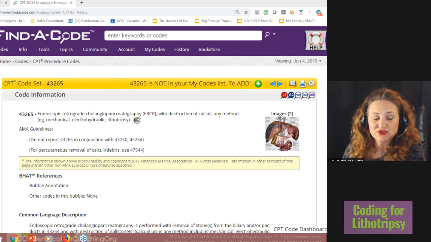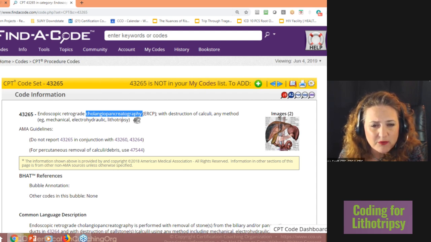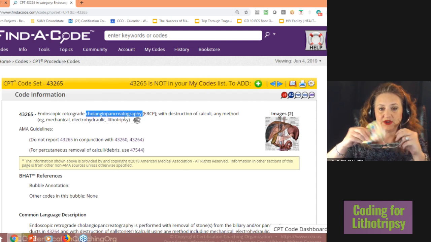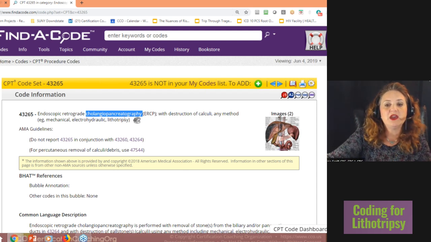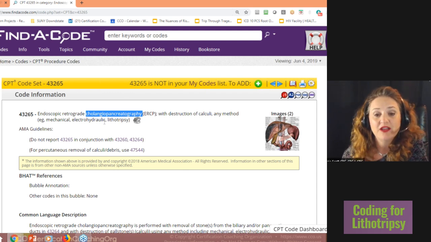Endoscopic, retrograde. Now, look at this really big word right here. This is a, let's see, pancreatography. I could put my fancy readers on if I need to be able to see. Yeah, that's what it is. ERCP. Nobody is going to say that word. They're just going to say ERCP is what that is.